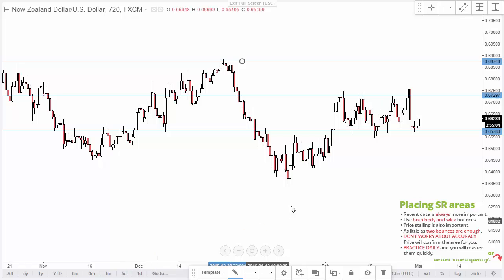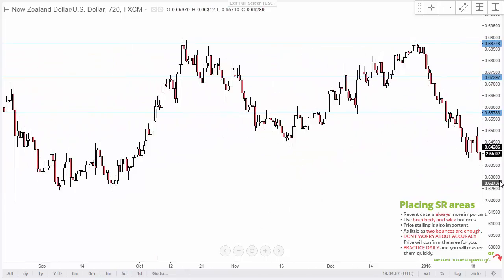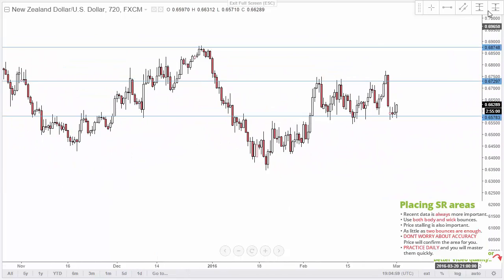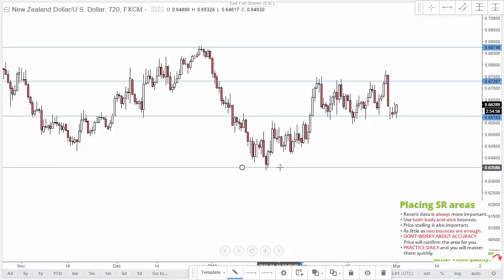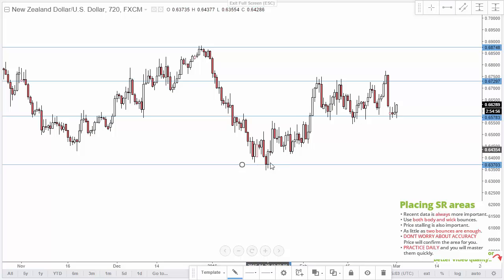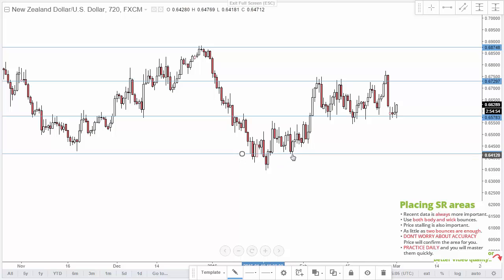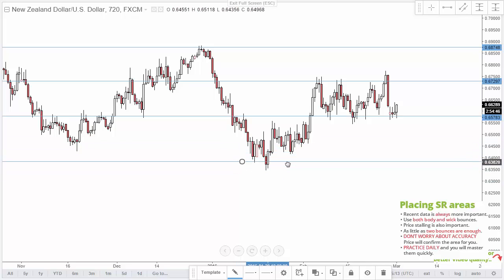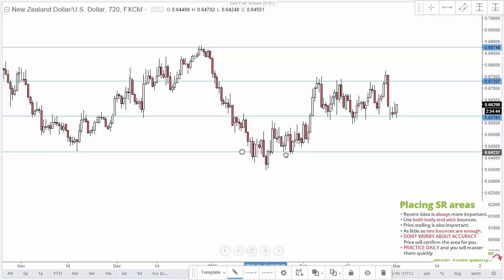We need a lower support resistance area. All right, this one's a little tricky because you could place it there based on that bounce, but you could also place it here. So why would I place it here over here? I'm not really sure if I should place it here or here. No, I'm going to place it here.